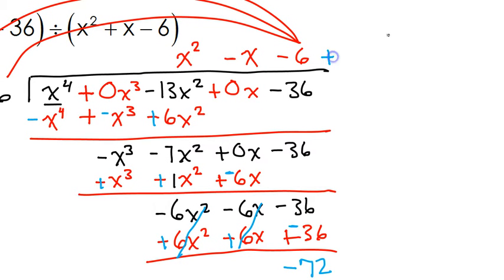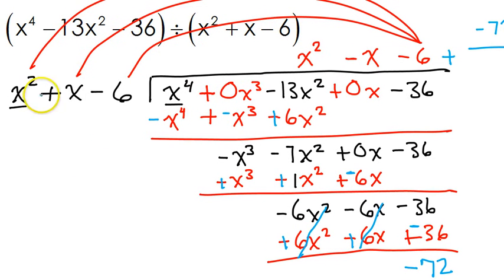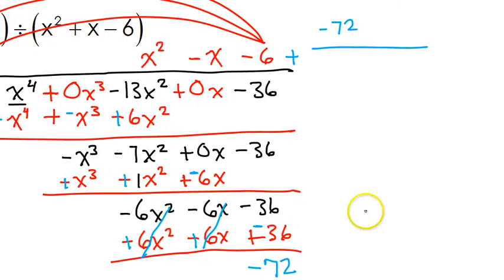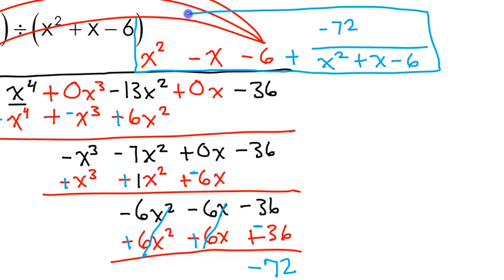So I take that remainder and I put it at the end. And so I'm going to put plus negative 72 over the divisor, x squared plus x minus 6. And that is the answer. So all of this is the answer. Instead of putting plus negative 72, I could have just put a minus here and left this 72.